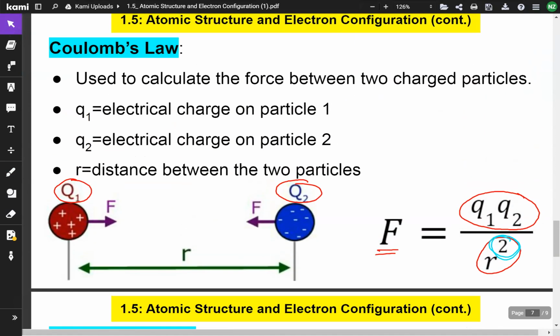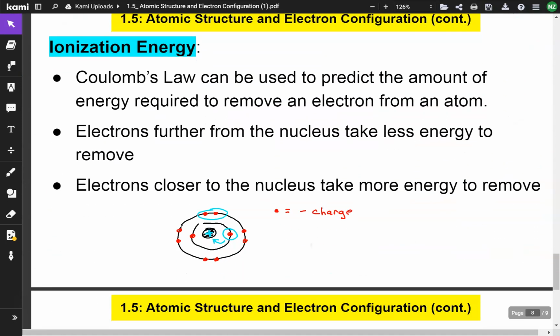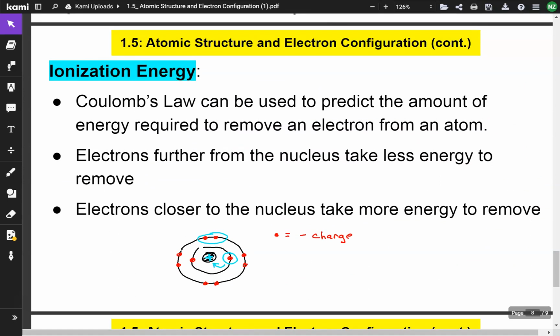So again, looking back at our formula, that radius really impacts the amount of force. The further away you are, the less of a force of attraction you're going to feel, the easier it is to knock those away. The inner electrons are a lot closer. There's a stronger force, and it takes more energy to knock them away.